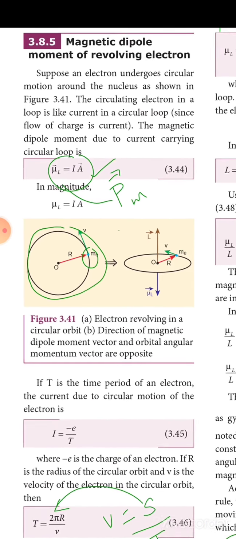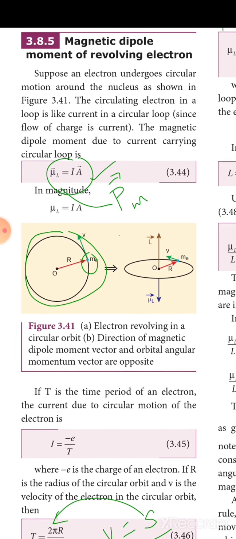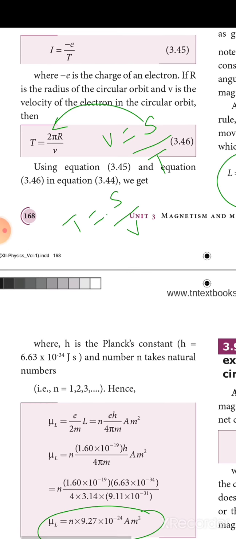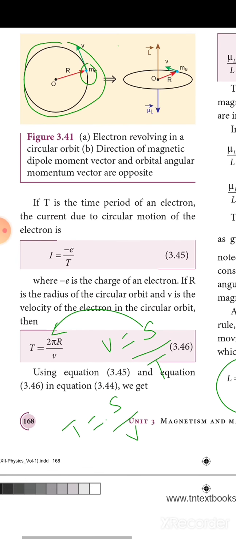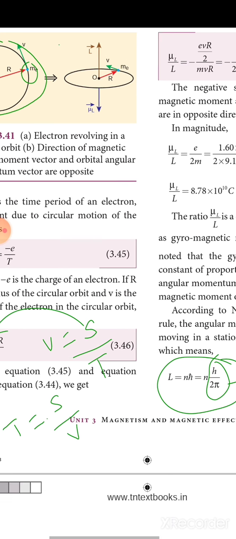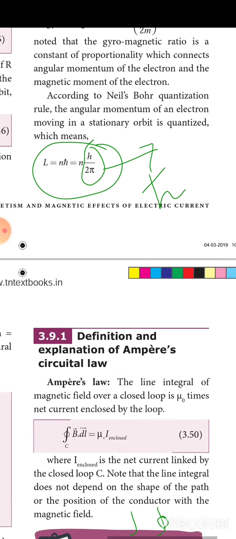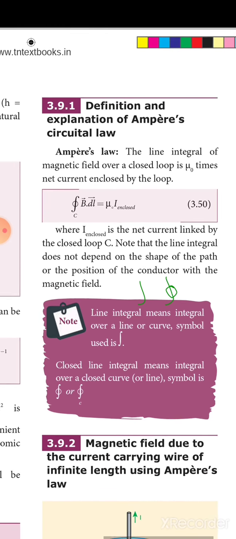Next, this is also a book-back question: magnetic dipole moment of a revolving electron. This question contains many 1-mark questions included in the 5-mark question. So read the questions thoroughly, and there are 2 more questions also. What do you mean by gyromagnetic ratio? Find the value of gyromagnetic ratio. These 1-mark questions may be asked.